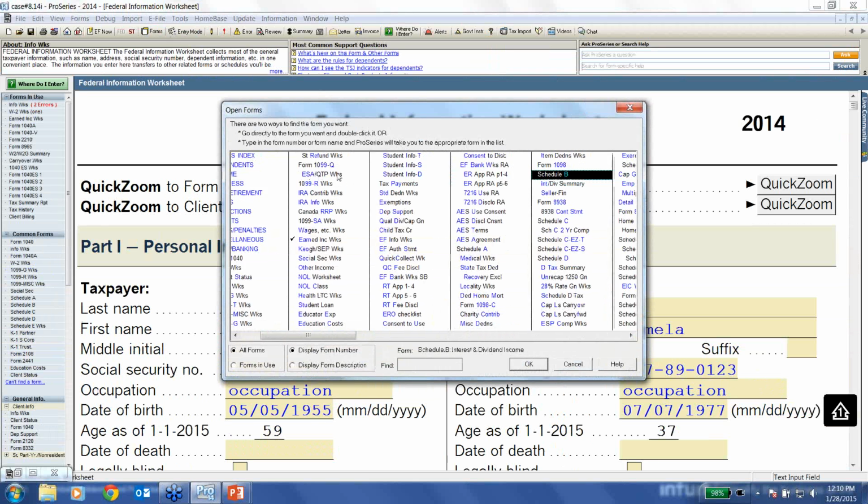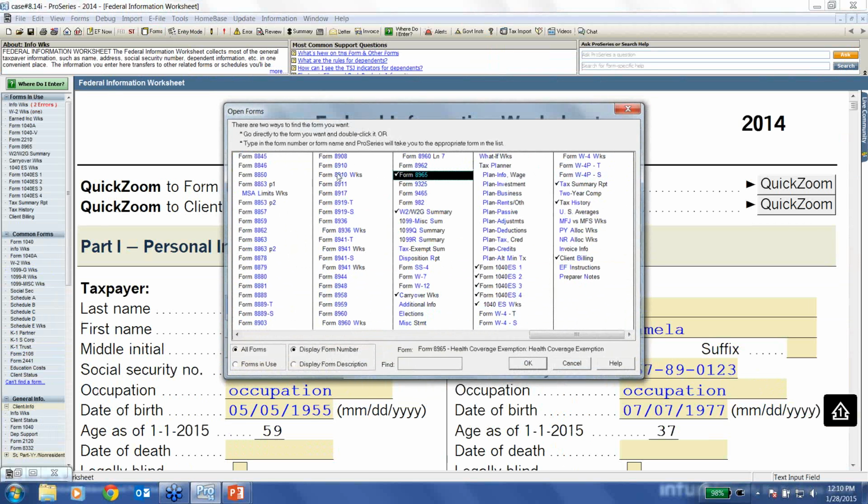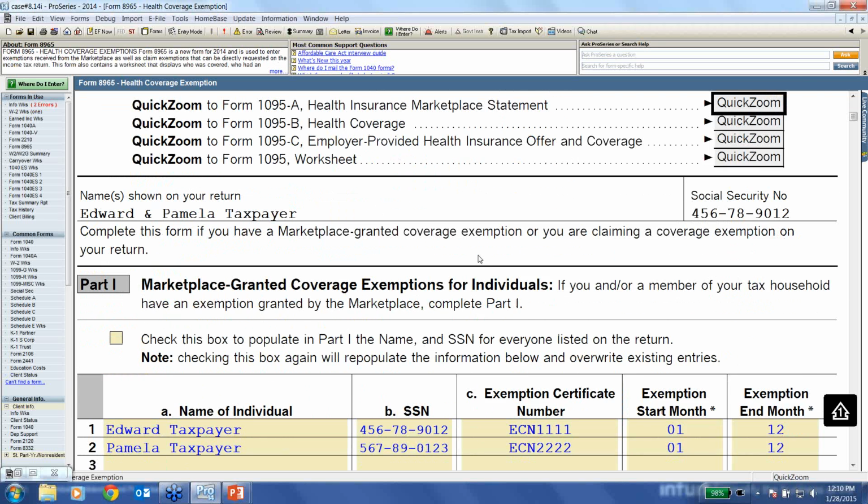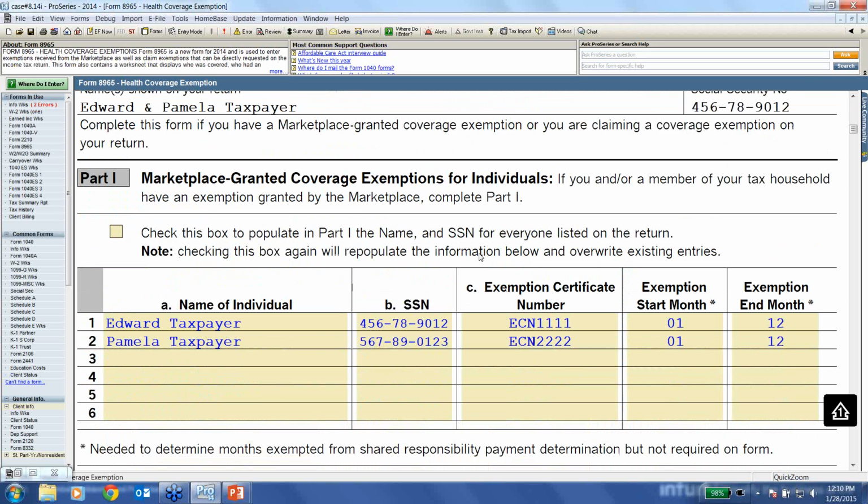And we're going to pull up the 8965. That's where you would enter those. And these are relatively easy. This is where you would have gone to the exchange to get your exemption, and they're going to issue you an exemption certificate number. So we're not physically claiming it on the return, we're just reporting it on the return.